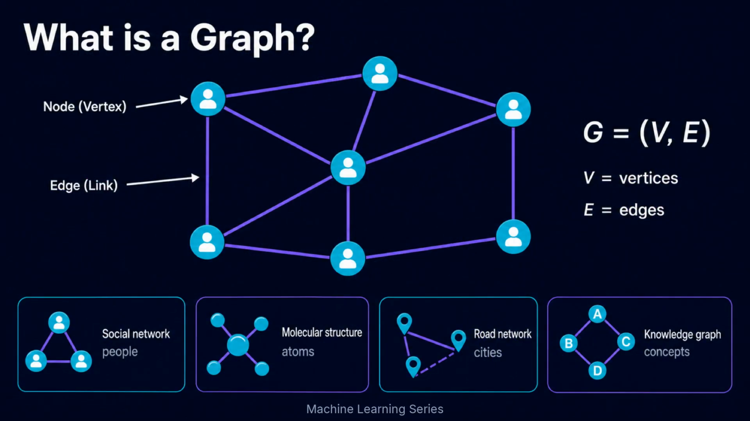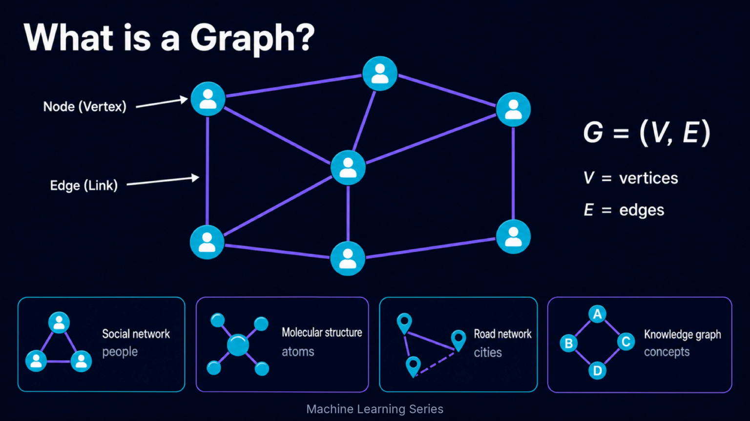A graph is a mathematical structure that represents relationships between objects. Formally, a graph G is defined by two sets: V, the set of vertices or nodes representing entities, and E, the set of edges representing relationships between those entities. This simple yet powerful abstraction appears everywhere.